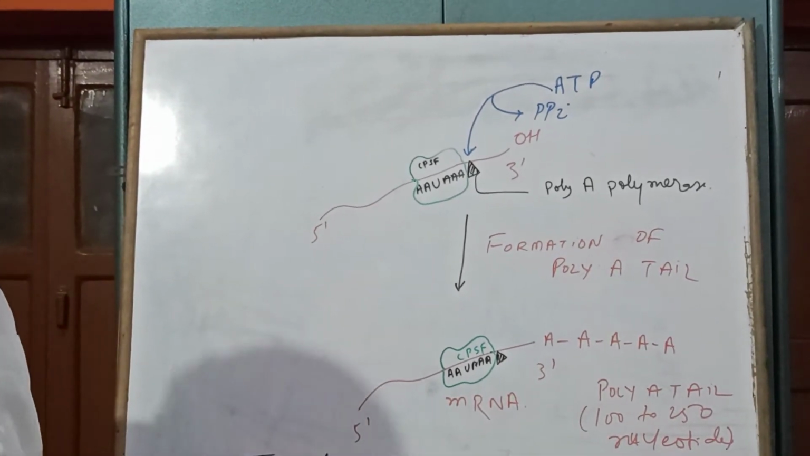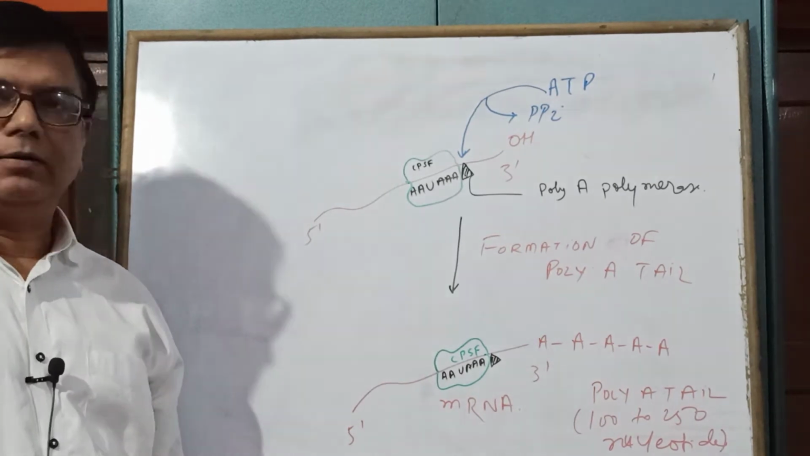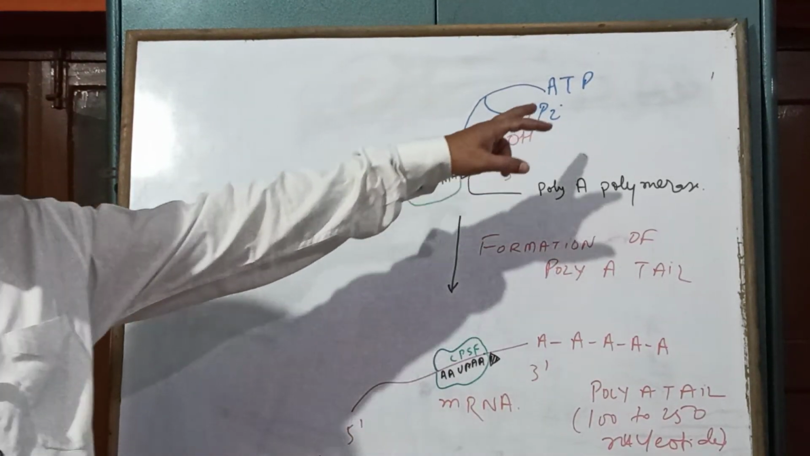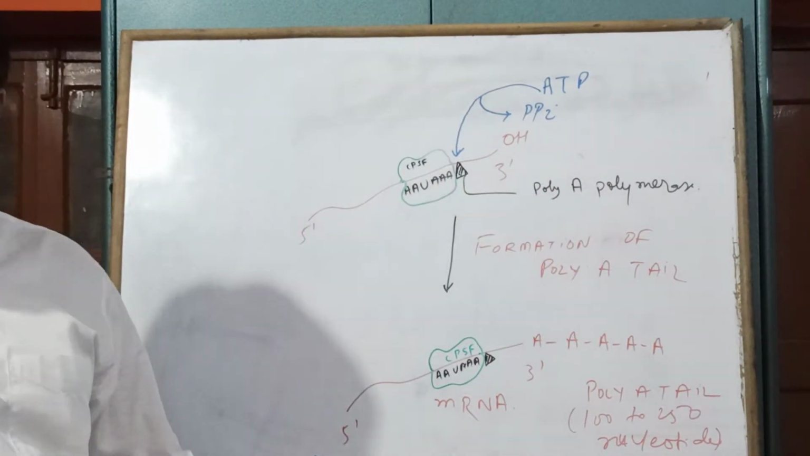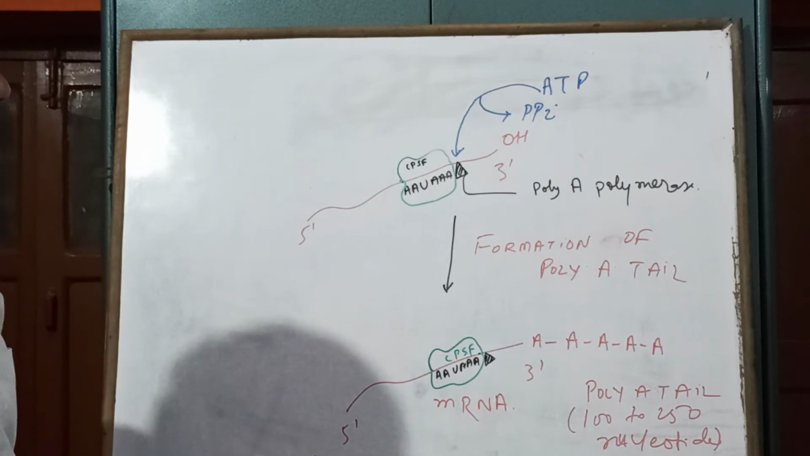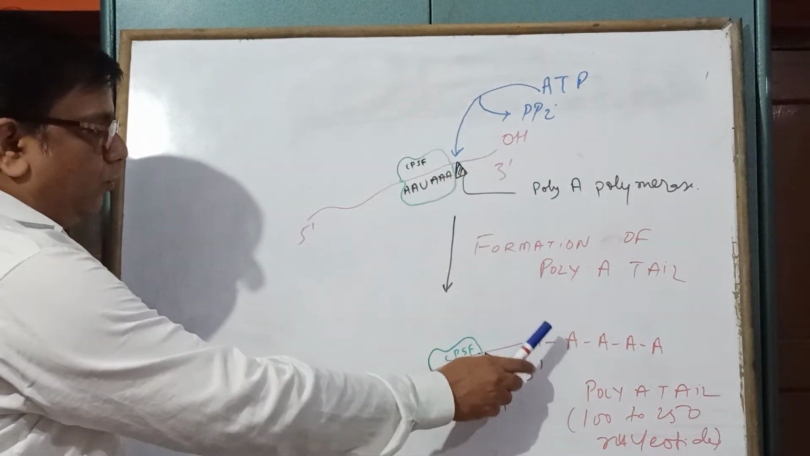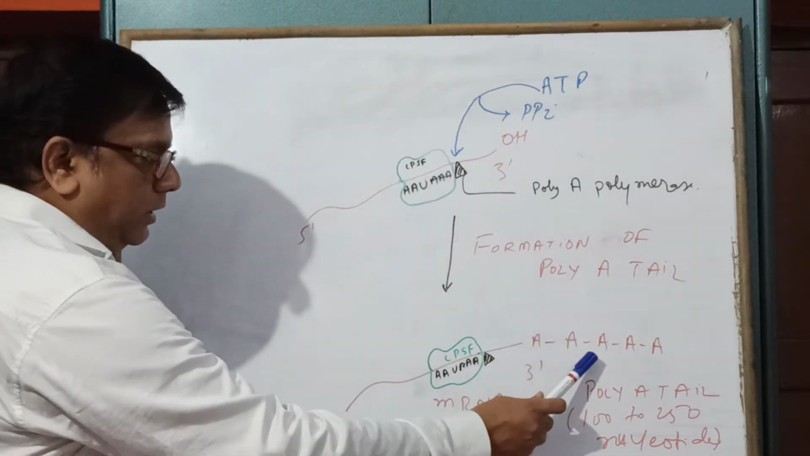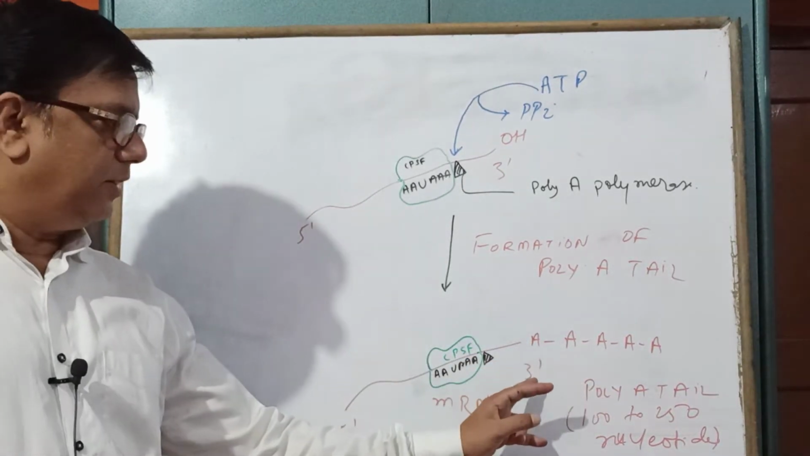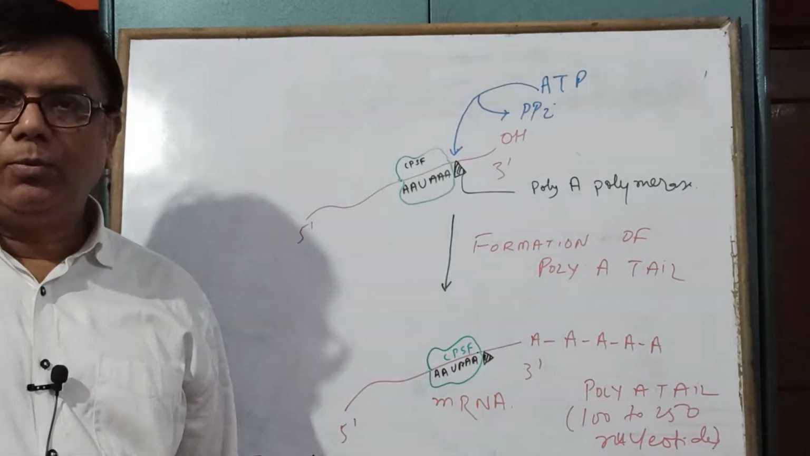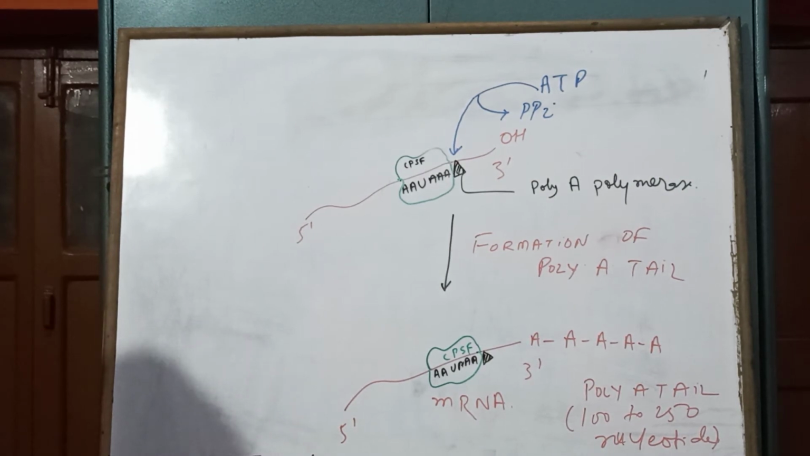Now the next thing that happens is that the nucleotide adenylate is provided by ATP, pyrophosphate goes, and the adenylate is added at the 3' end. So ATP acts as substrate. It leads to formation of the poly-A tail. A lot of adenylate is attached at the 3' position, leading to formation of a poly-A tail, which can run up to 100 to 250 nucleotides of adenylate.